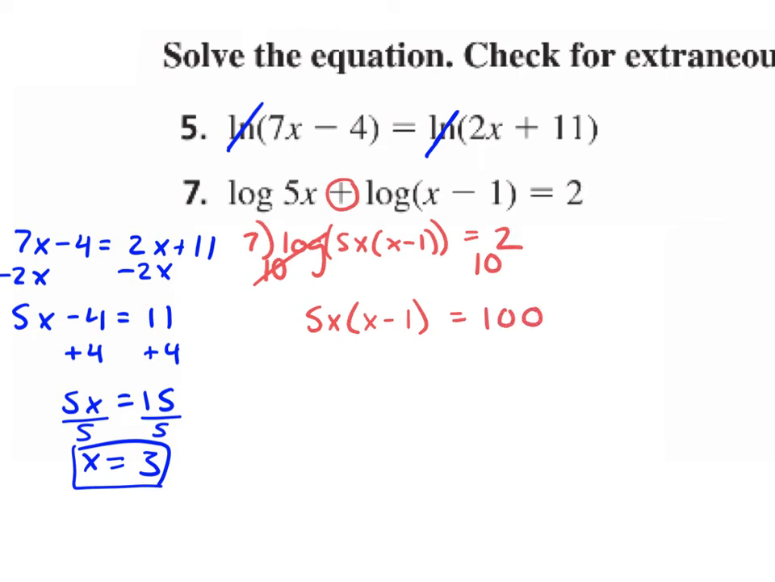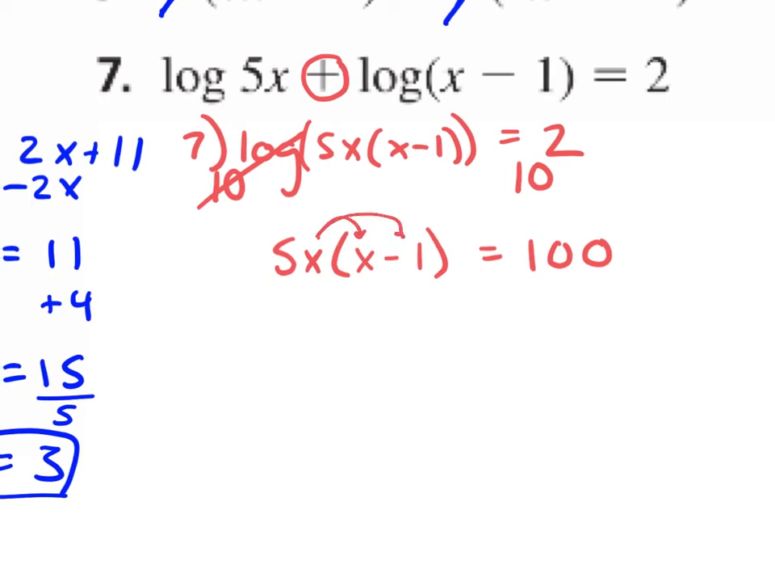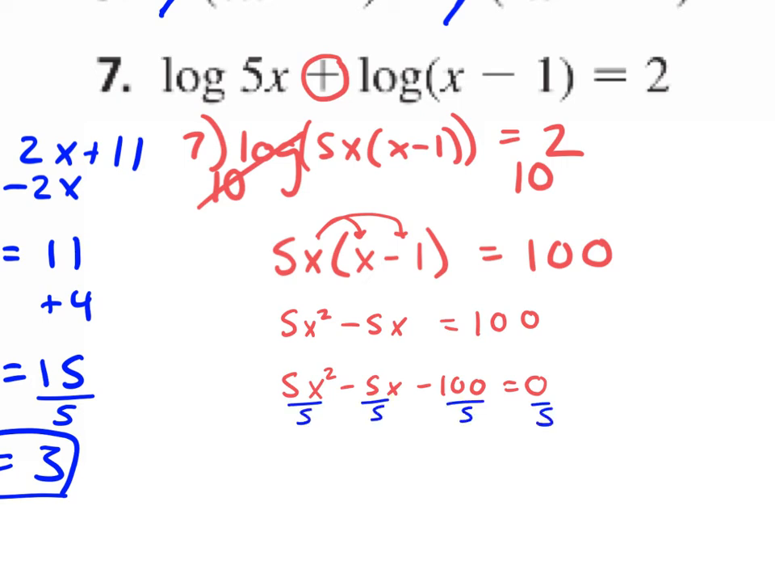Now this is just like example 4. What do we have to do to solve for x? Distribute the 5x. So we have 5x squared minus 5x is equal to 100. What should we do next? Subtract 100. 5x squared minus 5x minus 100 is equal to 0. What do we do next? Divide everything by 5. So we get x squared minus x minus 20 is equal to 0.